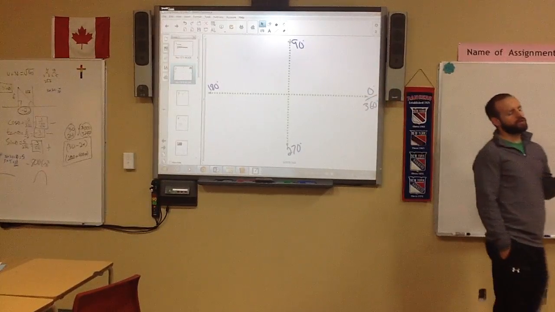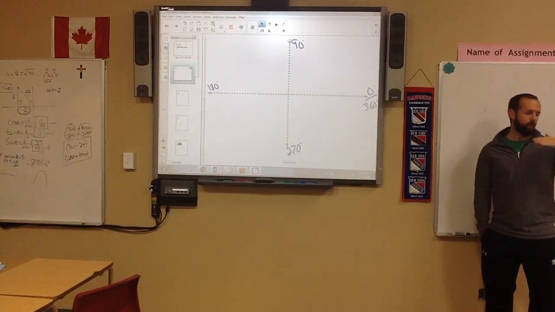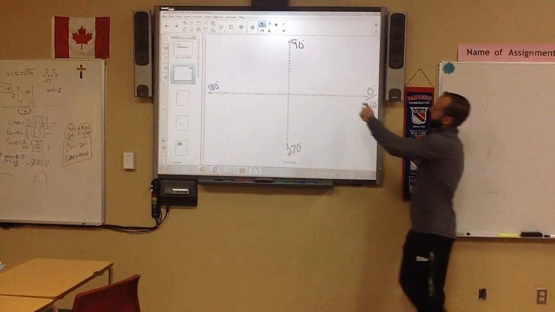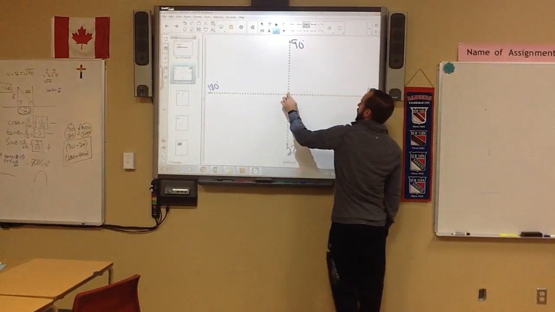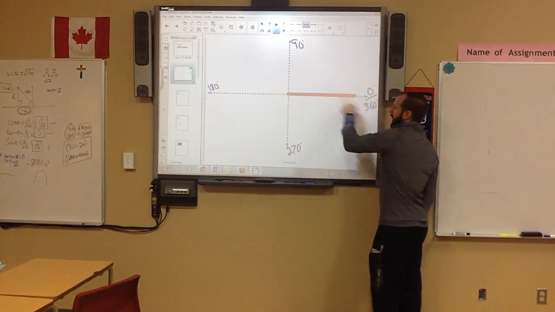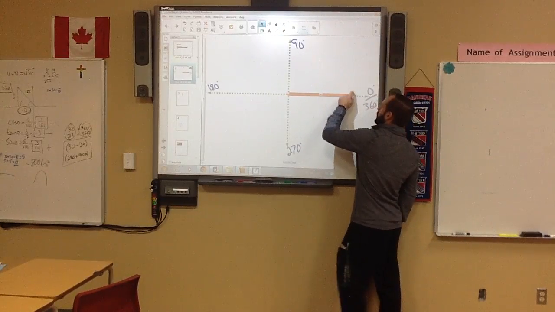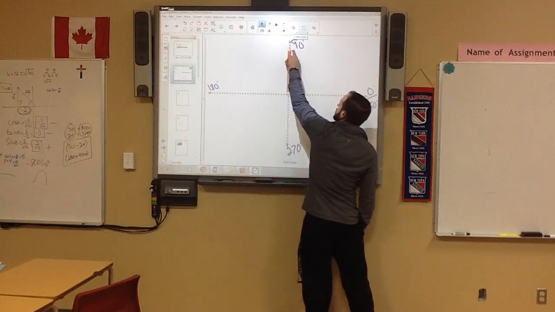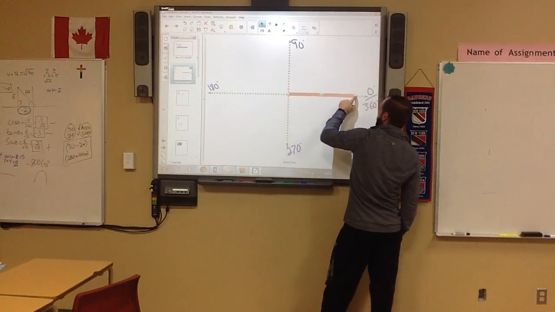The reason why they want you to know these ratios is it gives you the baseline for what is in between these quadrants. So if we know what my trig ratios are at 0 degrees, and if I also know what my trig ratios are at 90, I should have a good indication of what my trig ratios could be anywhere in between those two.